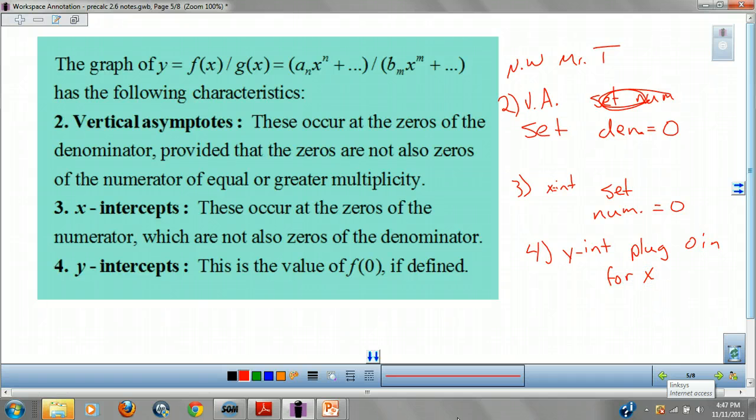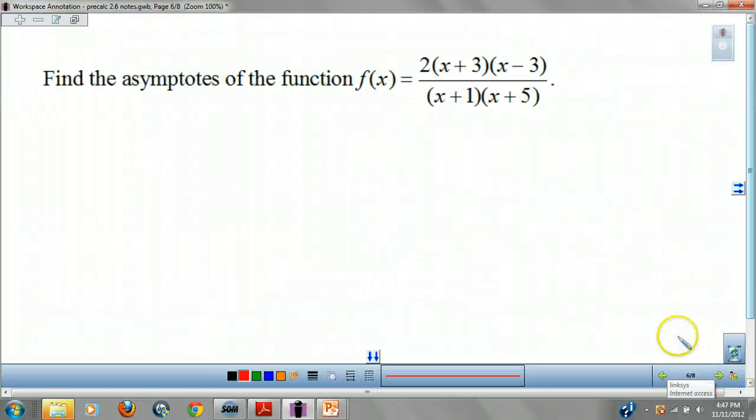Okay, so that's what we're going to be doing. We're going to be analyzing these functions. We're going to be finding the asymptotes, the vertical, horizontal, and we're going to be finding our x-intercepts and y-intercepts. Because when you have all that, you can graph these things. And you don't even need a calculator. Let's do our 3 examples. Here's the first one. And we're just going to find the asymptotes, so I'm going to do x and y-intercepts as well. Okay, let's go and write that down.